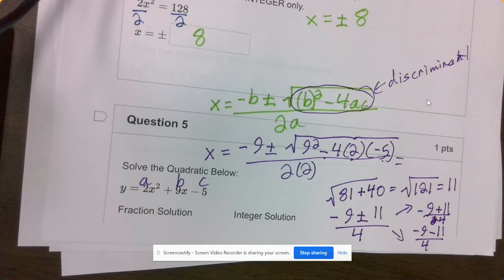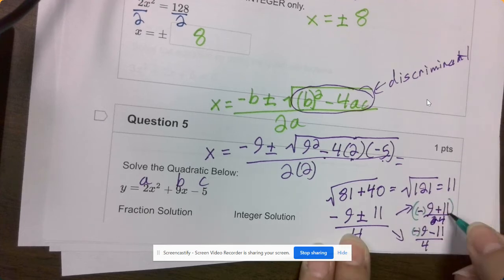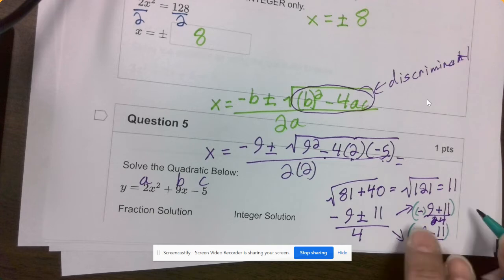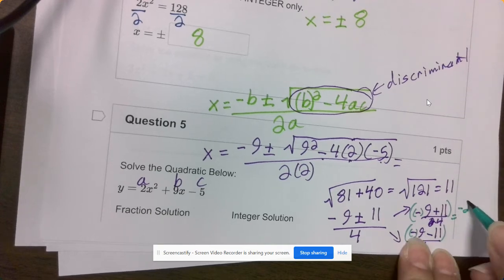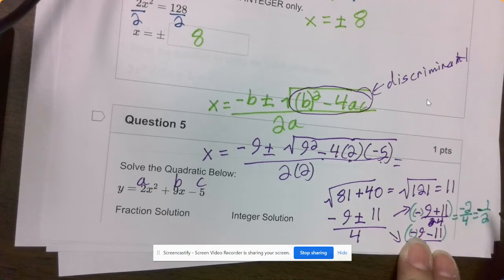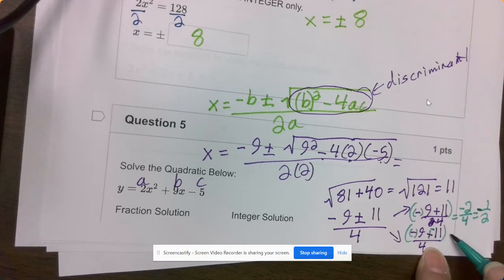make sure you use the negative. We always do the fraction bar. We always do operations first. Okay, so negative 9 plus 11 is going to give me negative 2. Negative 2 fourths is going to be negative 1 half. And then this one, negative 9 minus 11. Remember, we can do keep, change, change. Same sign, just add. So we get negative 20 over 4.